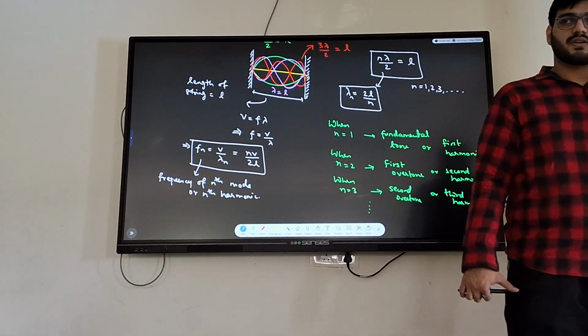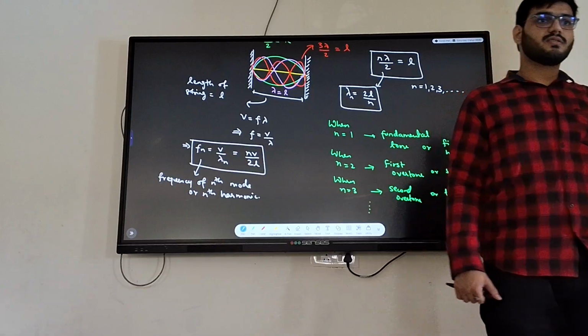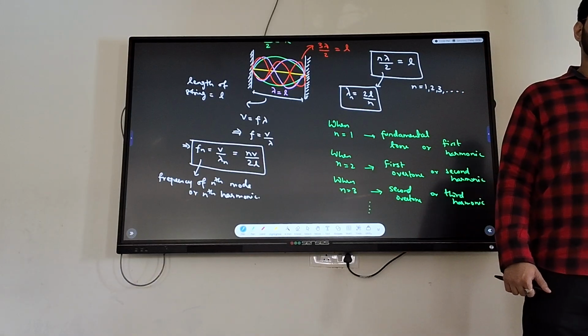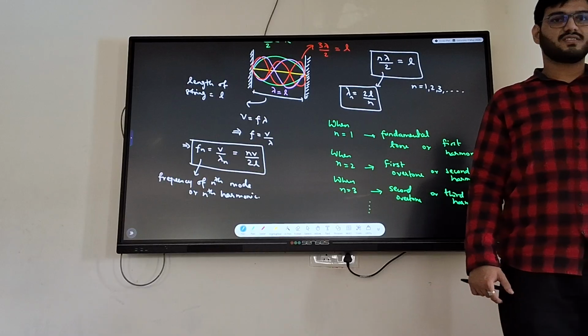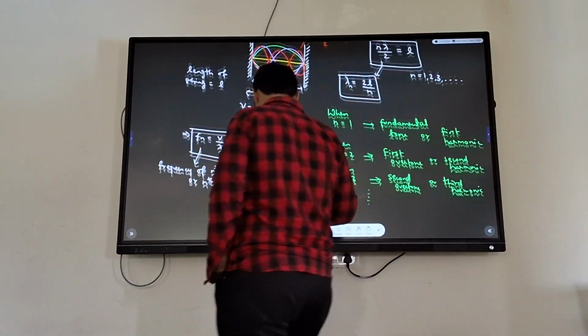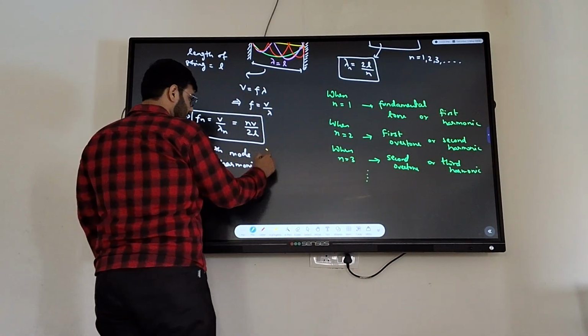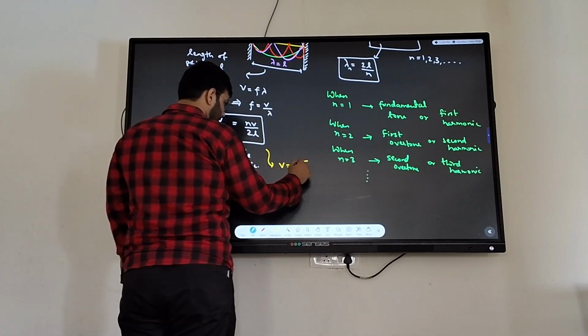Root T by mu. Everyone should know this. Root T by mu. Why are you turning the pages? That's very simple. V is equal to root T by mu.